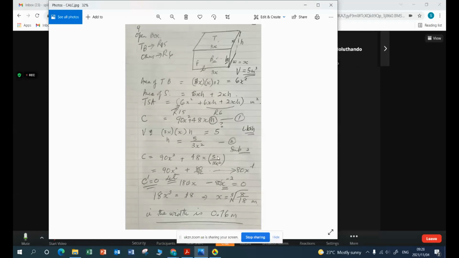You're substituting the h there. To simplify this, c is equal to 90x squared plus 80 over x. Now, 80 over x can be written, for convenience, as 80x to the minus 1. Find the derivative: 180x minus 80x to the minus 2 equal to 0. You simplify this and solve for x, which is the width. I'll leave that as an exercise for you to complete, and your answer is 0.76.